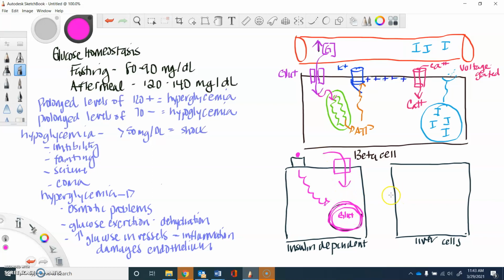Okay? In non-dependent cells or liver cells, the GLUT transporter is always there. So glucose can always get into the liver cell. But again, glucose levels have to be high, and that would release insulin so that those insulin-dependent cells can actually accept glucose. So that's how we get our glucose into the cell.